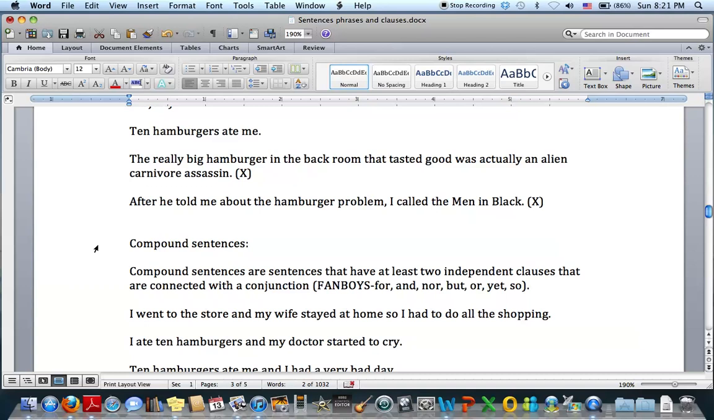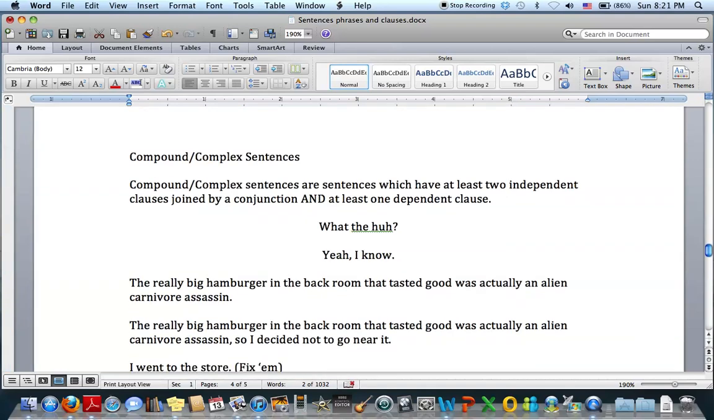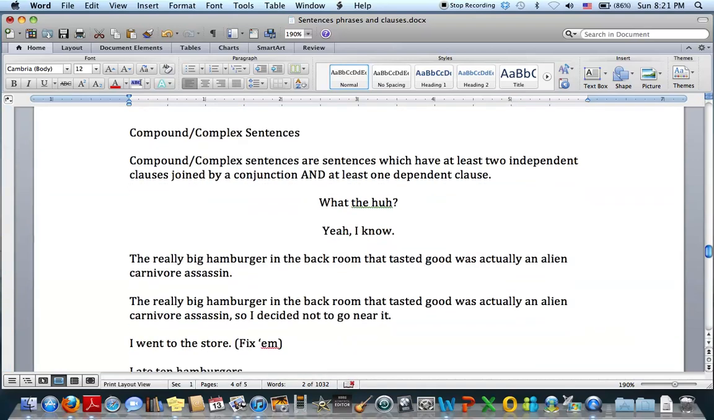We looked at what compound sentences are. It has to have at least two independent clauses that are connected with a conjunction. And we looked at what a complex sentence is. At least one dependent clause and only one independent clause. Okay, so now we come down to this. Compound complex sentences. These are sentences that have at least two independent clauses joined by a conjunction and at least one dependent clause. And that leaves us with what?